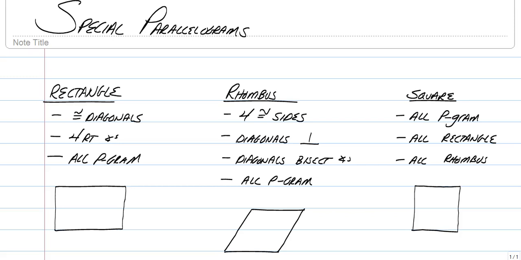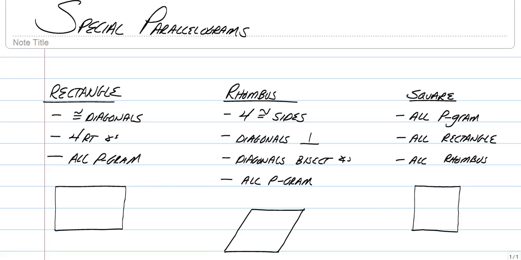A rectangle is a parallelogram. So all of the 5 properties we learned about a parallelogram still exist in a rectangle. So the opposite sides are parallel. The opposite sides are congruent. The diagonals will bisect each other. You will have consecutive side angles that are supplementary, and your opposite angles will be congruent.